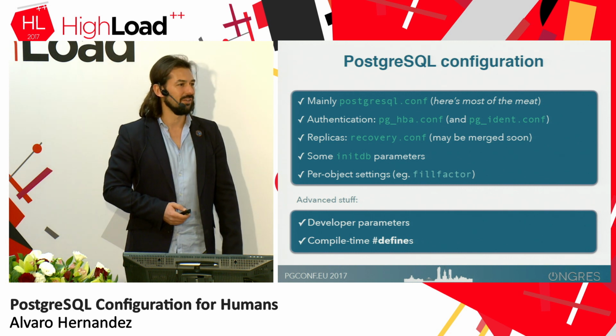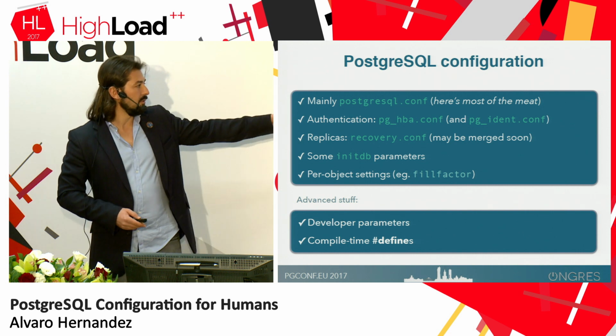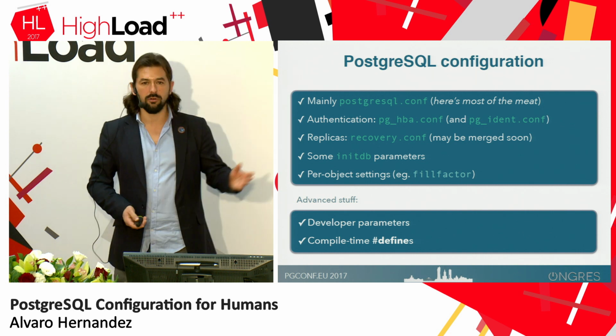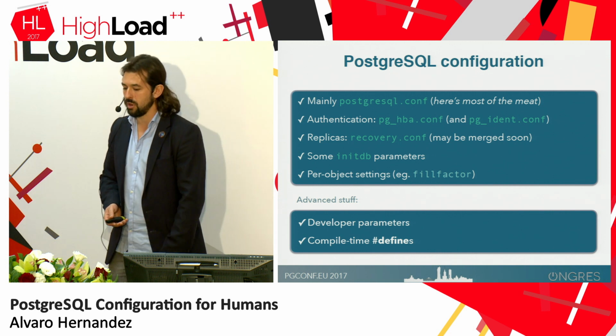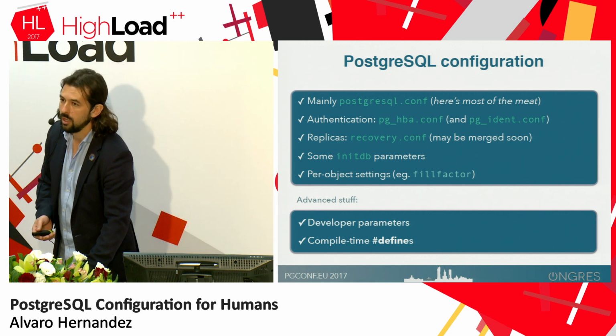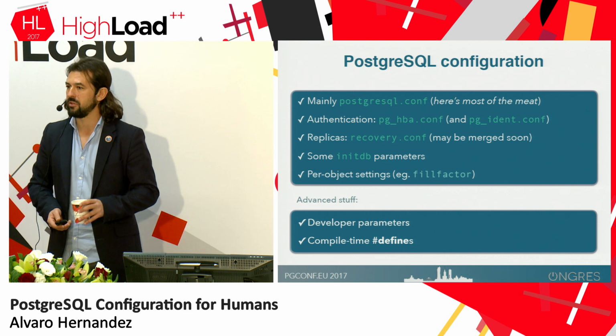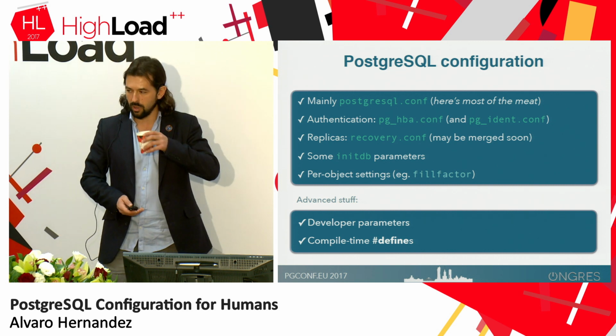So just Google them. And there's also compile time defines, macros in C, where you can also change some parameters of Postgres configuration, like, for example, the page size or the WAL segment size. You can also tune them this way.